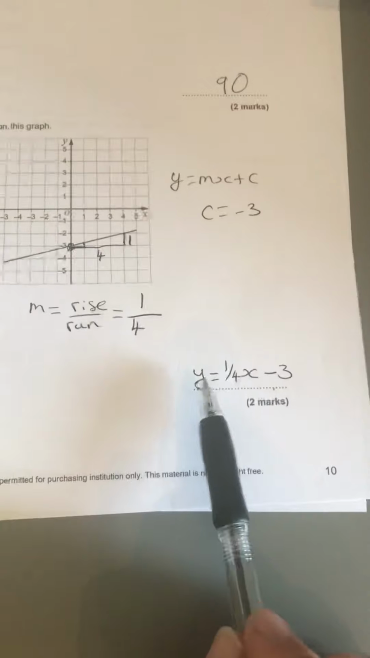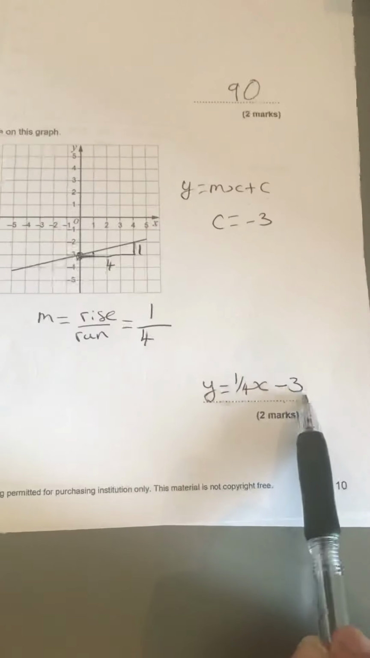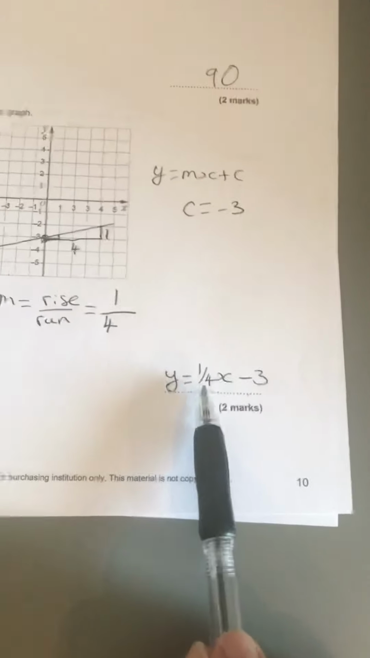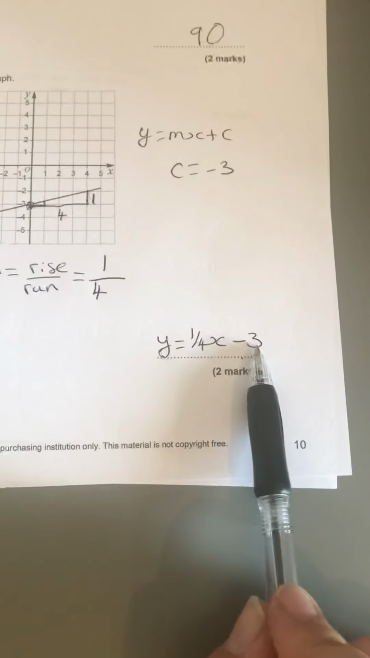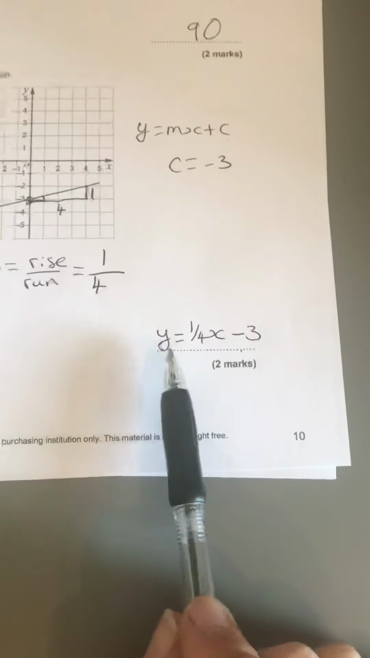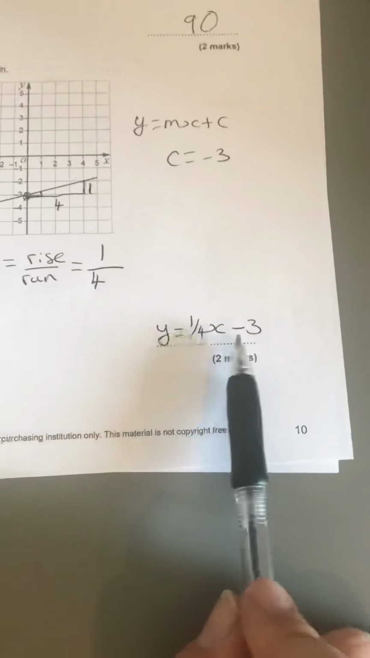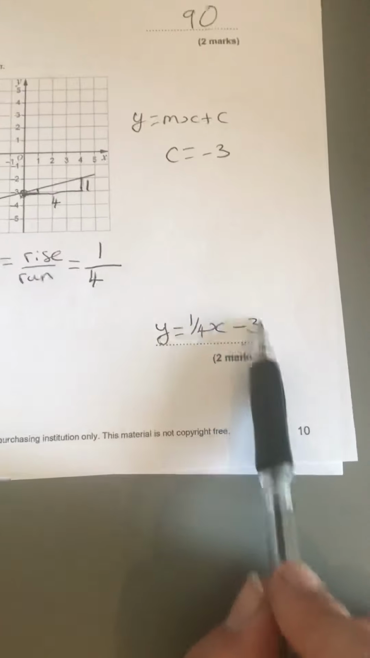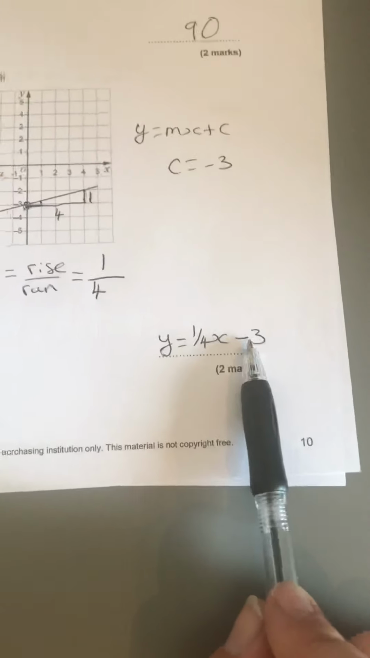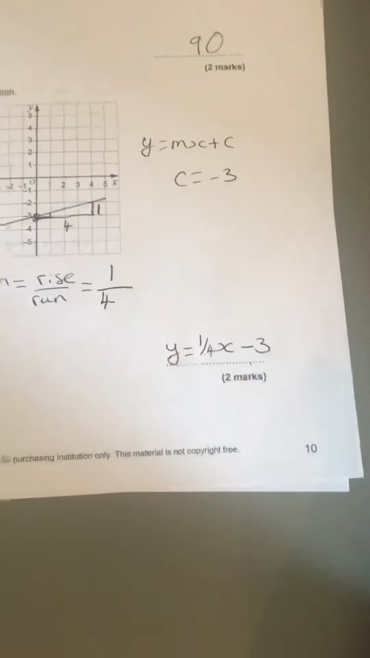As long as you had the form y equals x and then a number at the end, you got a mark if you had the quarter right and a mark if you had the -3 right. As long as you had y equals, so if you had y equals x minus 3, that's fine, you got a mark. If you had y equals a quarter x and 0.5, you got a mark. Or having both parts right got you 2 marks.